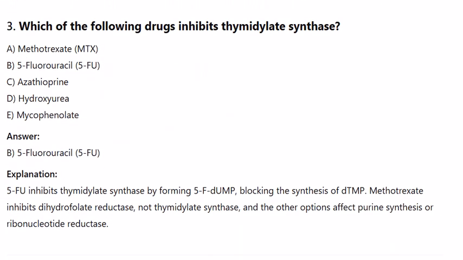3. Which of the following drugs inhibits thymidylate synthase? A. Methotrexate, MTX. B. 5-fluorouracil, 5-FU. C. Azathioprine, D. Hydroxyurea, E. Mycophenolate. Answer: B. 5-fluorouracil. Explanation: 5-FU inhibits thymidylate synthase by forming 5-FdUMP, blocking the synthesis of dTMP. Methotrexate inhibits dihydrofolate reductase, not thymidylate synthase, and the other options affect purine synthesis or ribonucleotide reductase.